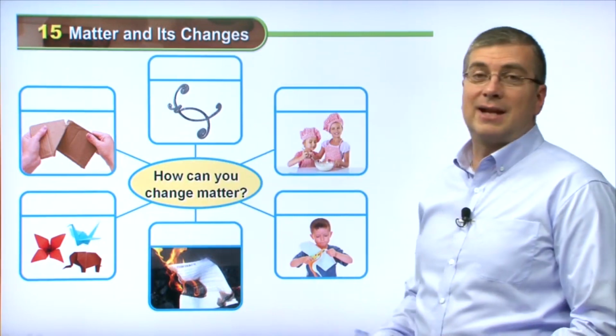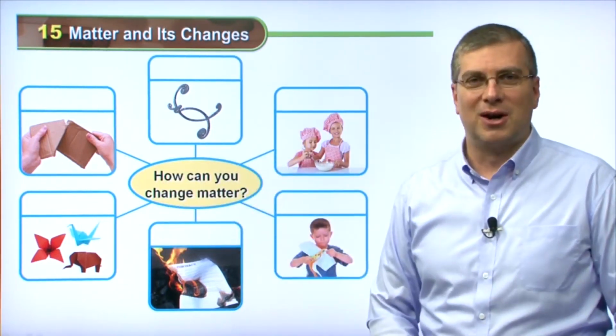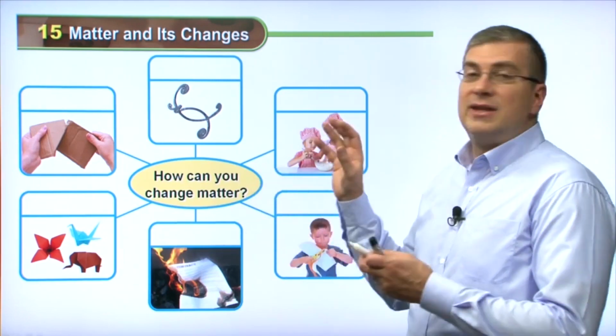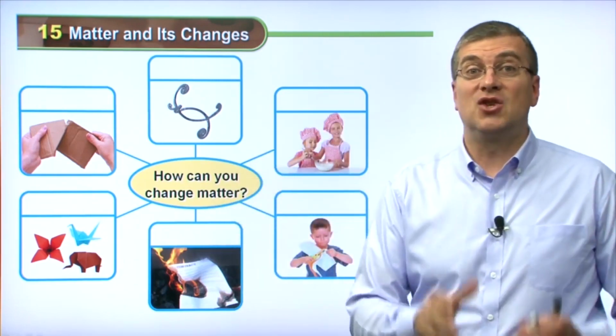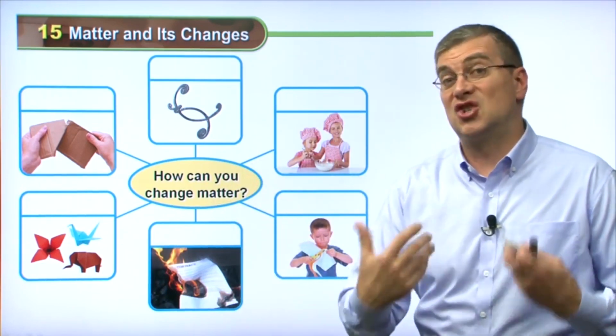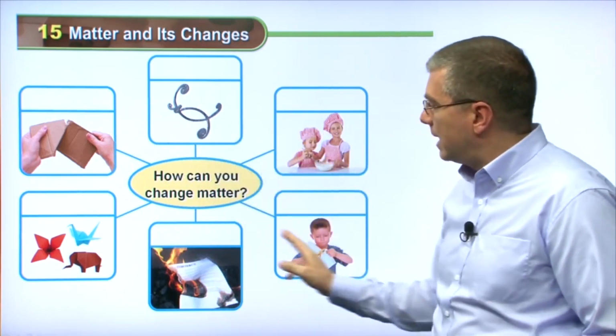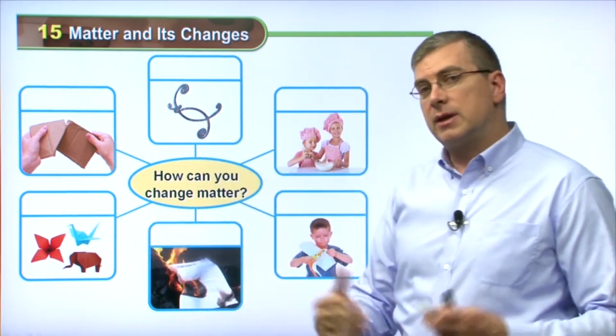Okay, well, we've come to our last slide. Of course, do you remember this slide? We talked about this chart before. What we're looking at here is different ways that we can change matter. We've talked a lot about different ways that we can change things. How can we change them? There are different pictures showing the different ways that we can change matter. So let's go over this.